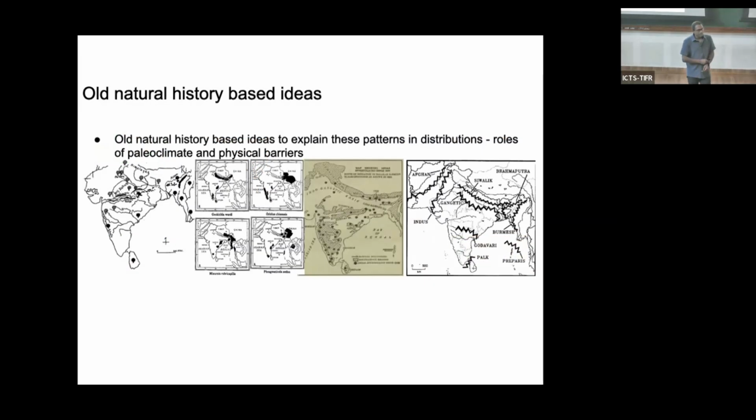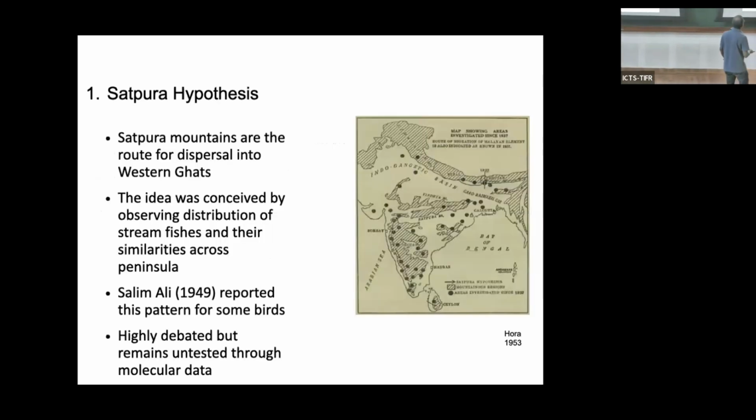So what people have done is that, in the past, natural history people who were good naturalists made these observations, just like you pointed out. Someone said maybe they followed a mountain thread from the Himalayas and came down to the Western Ghats. So let's quickly take a look at some of the different hypotheses. This one is the Satpura hypothesis, and it is exactly what you said: they follow the mountains, especially the Satpura mountains. So from the Himalayas, they follow the Satpura mountains for dispersal into the Western Ghats.